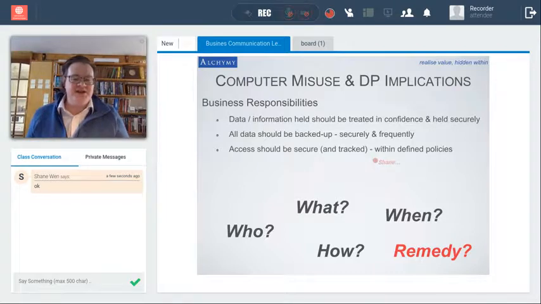And some of the questions we need to get our heads around as a business is, who has the right to access information? What can they access? How should they be allowed to do it? When should they be allowed to do it? And if there's a problem, how do we fix it? How do we remedy it? So those are some of the implications that we need to think about.